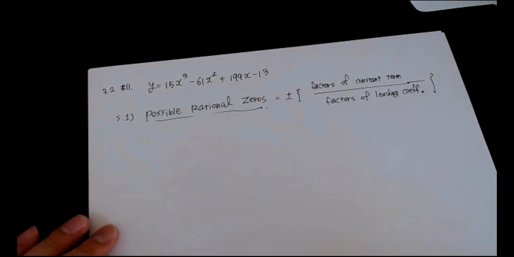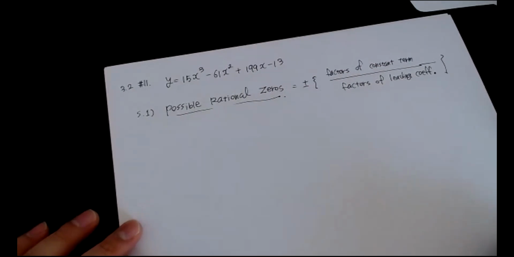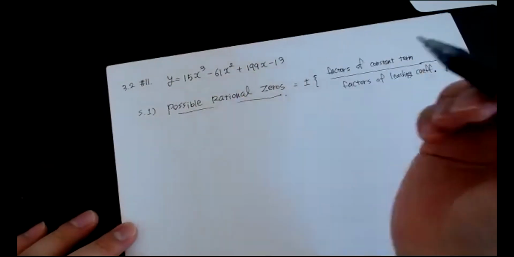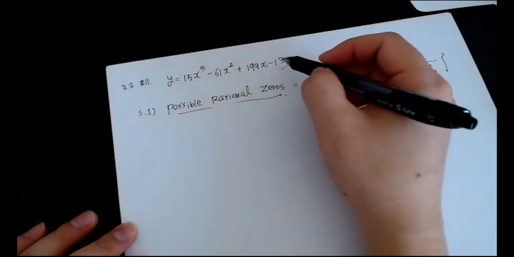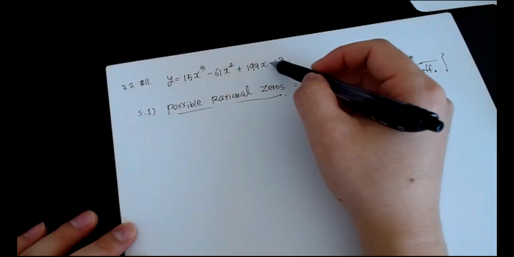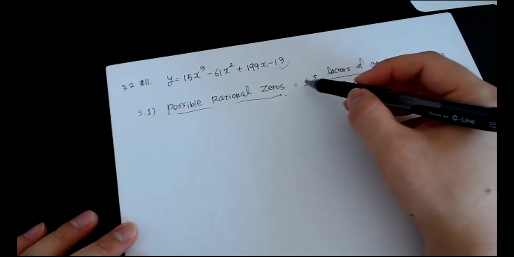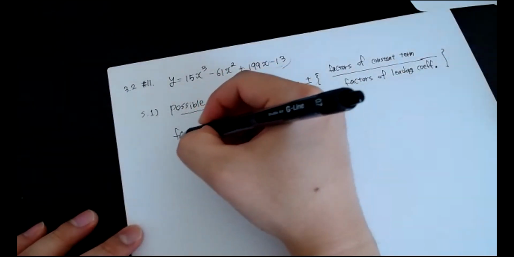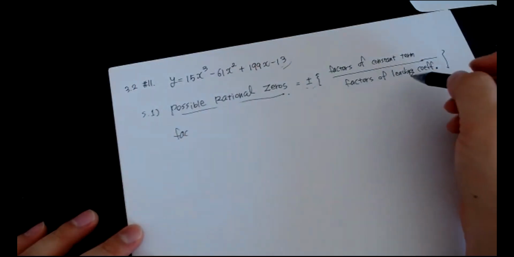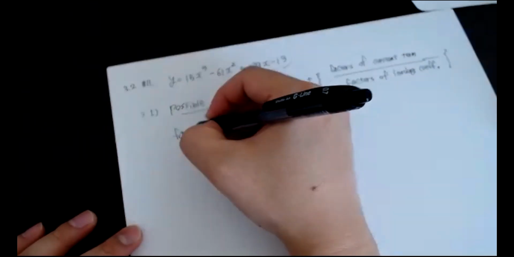Now let me see. You see that? All right, so let's figure out the constant term, which is -13, right? We don't have to consider the negative sign because eventually we're going to put the plus minus sign. So let's figure out the factors of the constant term and the factors of the leading coefficient for each.